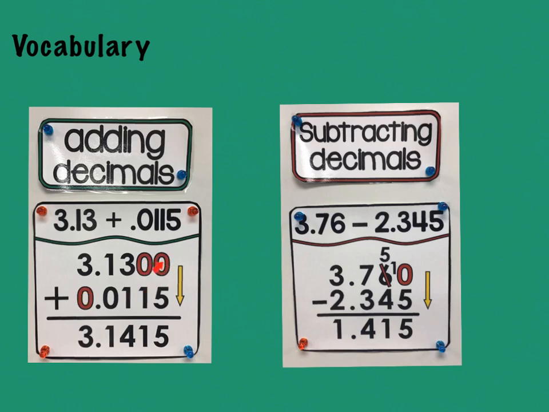And then you're just going to add like always. 0 plus 5, 0 plus 1, 3 plus 1 is 4, 1 plus 0 is 1, and then 3 plus 0 is 3. And you have that number right there. 3 and 1,415 ten thousandths is, I believe, how you say that. That's tenths, hundredths, thousandths, ten thousandths.